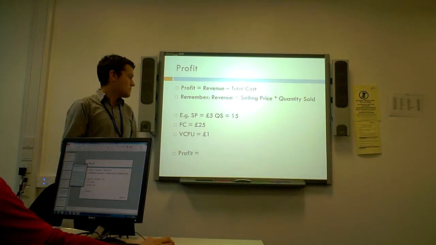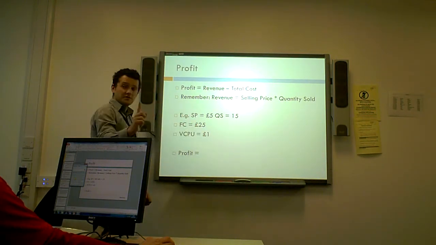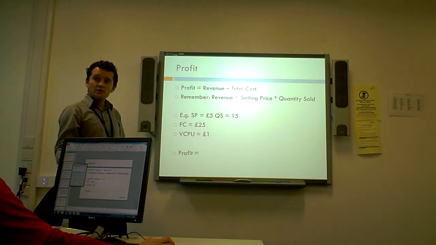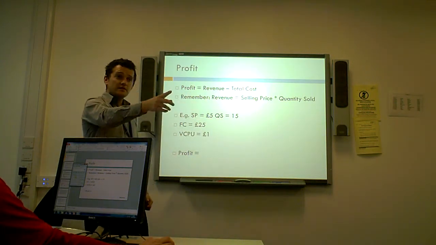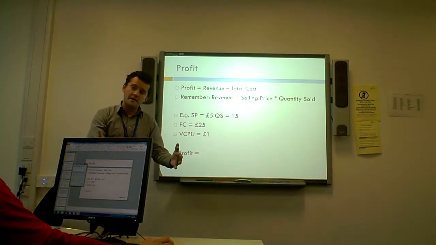40 quid. 25, yeah, that's fixed costs. 15 times 1 is 15, variable costs. £40. Yeah. Total costs of £40. Profit must be 35. £35.